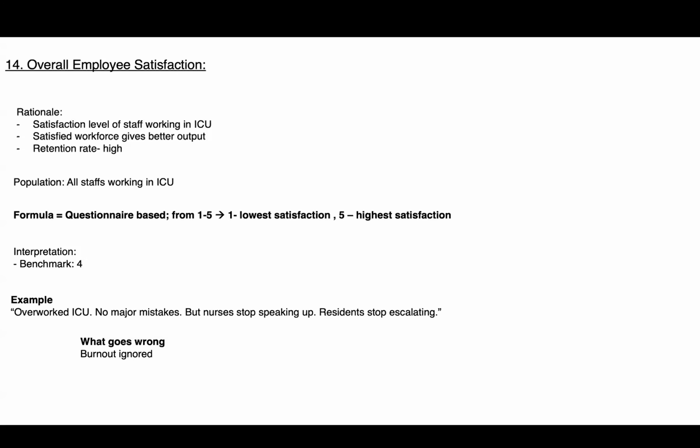So an example is you have an overworked ICU. There are no major mistakes, but the nurses stop speaking up because of the work stress, and the residents stop escalating because of the burnout occurring. So what goes wrong is burnout is getting ignored. So that leads to early warning signs being missed in the patients, sudden unexpected crashes, and poor team culture.